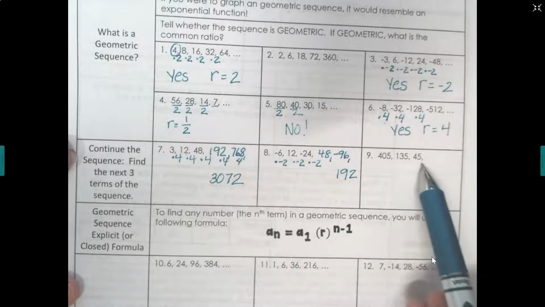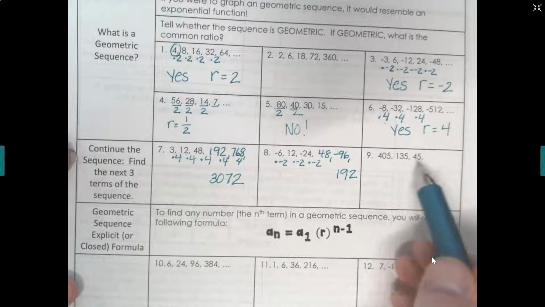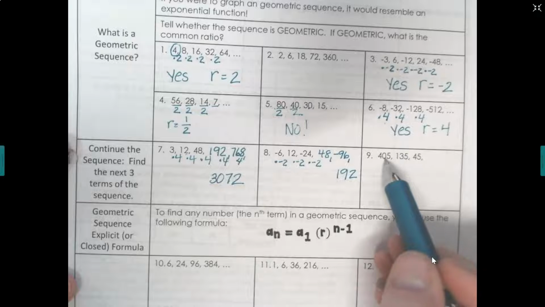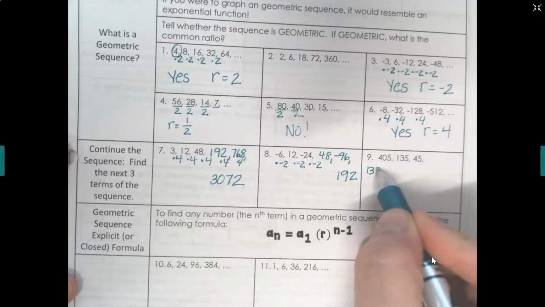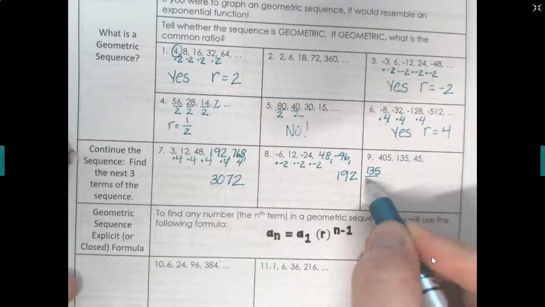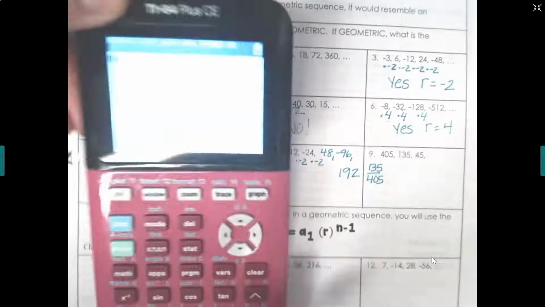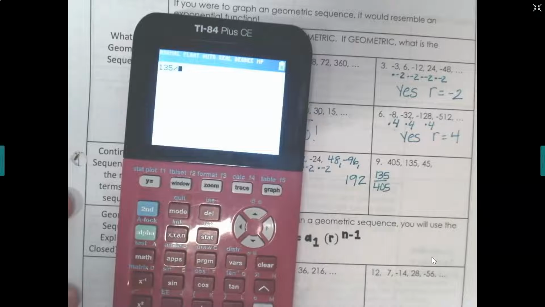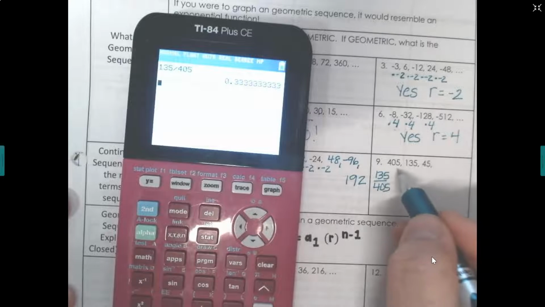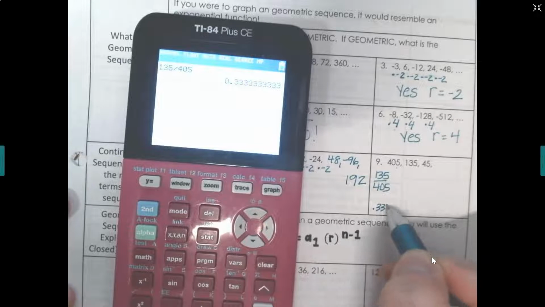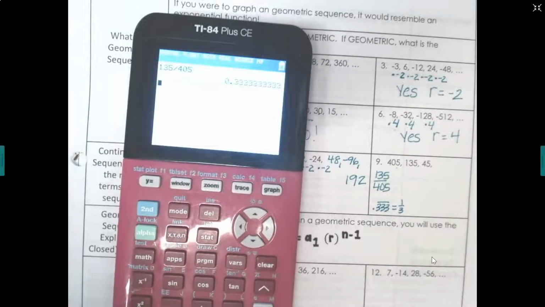Now this one's getting smaller. If you can't tell what's happening, if I'm not really sure what this pattern is, take the second term and divide by the first term. So we're going to put into our calculators 135 divided by 405. And 0.333, going on and on, is the same as dividing by 3, which is the same as multiplying by 1/3.